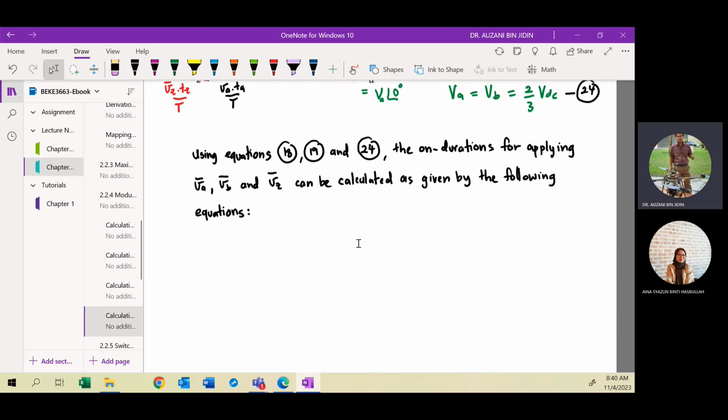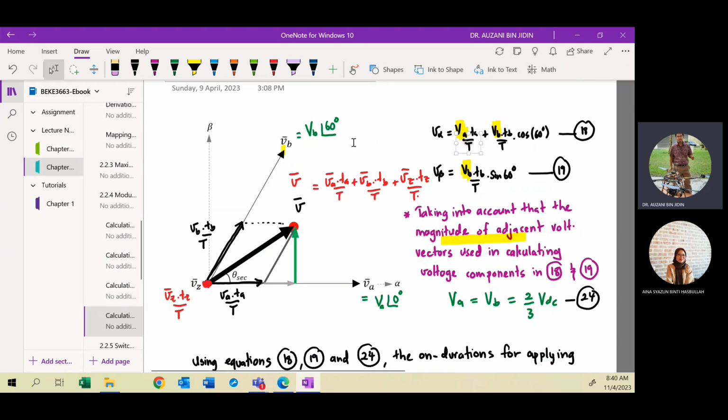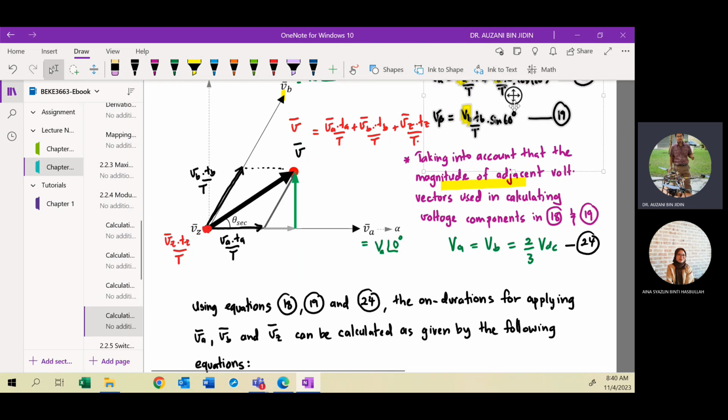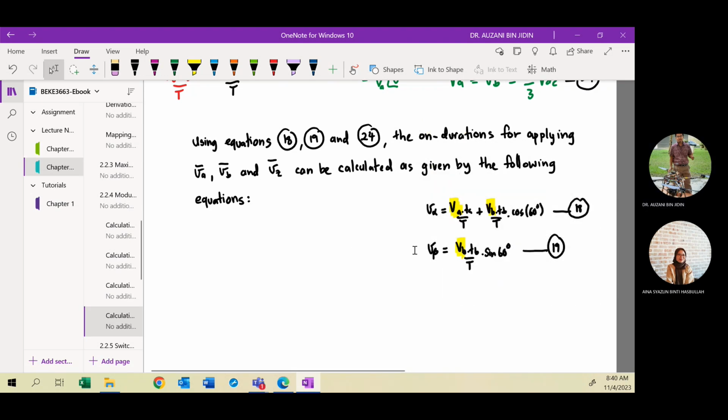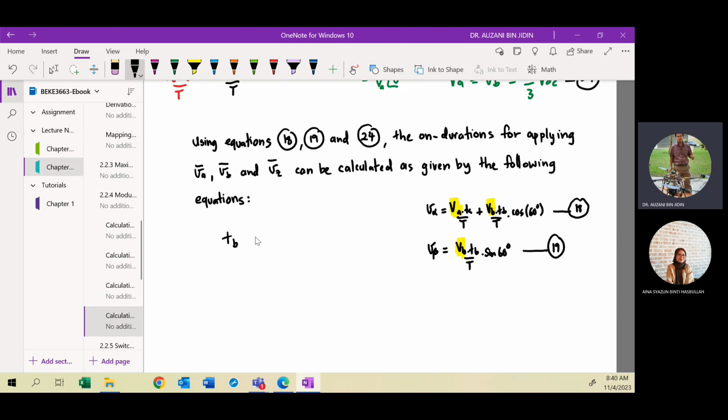Okay, so then you apply equation 18 and 19 here. Maybe I try to copy this equation or move this equation to here. Okay, so you can calculate TB, the time taken to apply voltage vector VB. Actually, what you get here is root 3 times the sampling period T, multiplied by V beta, divided by the DC voltage. So this is equation 25.